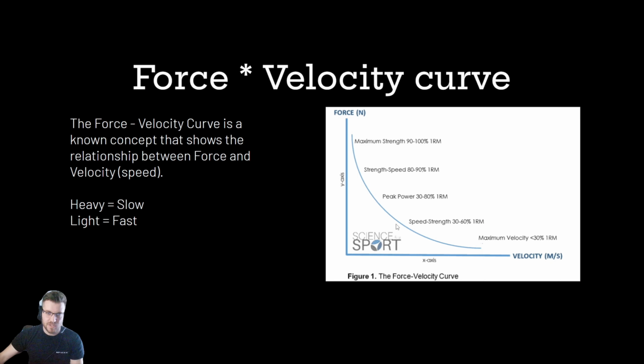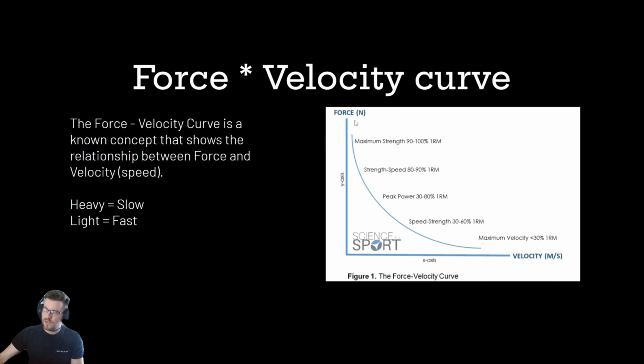The next concept is going to be this force velocity curve. The force velocity curve is a known concept that shows the relationship between force and velocity. So on the y-axis, we have force, which is basically how heavy something is. And then you have the x-axis, which is velocity, which is how fast it is moving. We use the force velocity curve all the time. This is how we understand strength and power and everything else that goes into fitness. This is how we figure out what you're capable of and what we want to improve, and how we're going to do that with different adaptations and different implements.